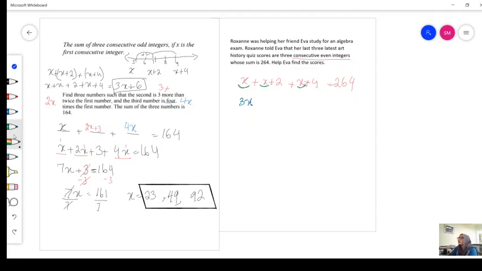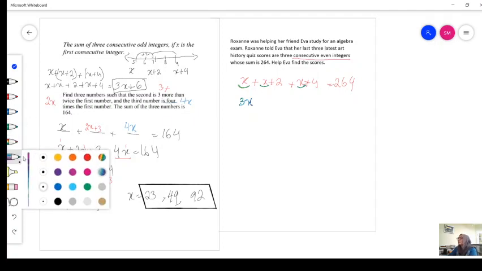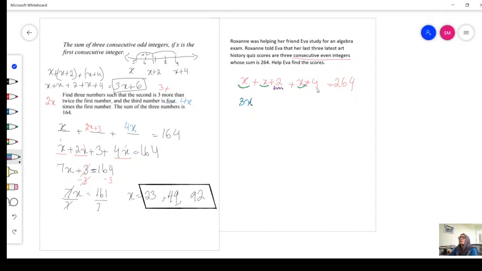Okay, then I have another like terms. 2 and 4 and 264. But since this is on the other side of the equal sign, I'll just wait for that one and I can combine 2 and 4 easily. So it's going to give me plus 6. And I still have that 264 right there.